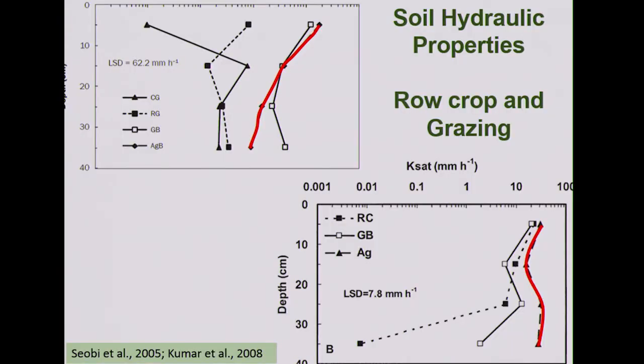We did soil water infiltration study on both sites. With the row crop site, as you see here, agroforestry has much greater infiltration. Grazing study, these are the rotational grazing and continuous grazing. They had much lower hydraulic conductivity compared to the agroforestry and undisturbed grass buffer, which shows they are much stronger in terms of soil physical and biological properties.